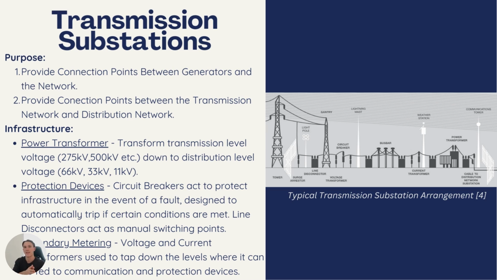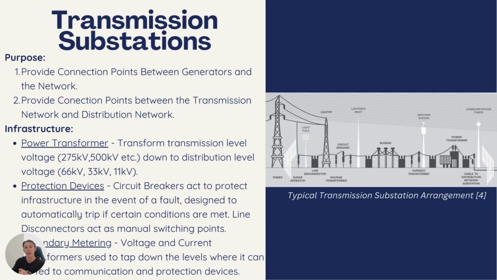Other key devices in transmission substations are what we call protection devices. As you can see on the diagram, we have some circuit breakers, which essentially act to protect our infrastructure in the event of a fault. They're designed to automatically trip if certain conditions are met. Another protection device, the line disconnectors, act as manual switching points. So say certain maintenance had to be carried out in that transmission substation, some lineys or some subconstruct crew could go in there and switch it, do the work, and then switch it back on.